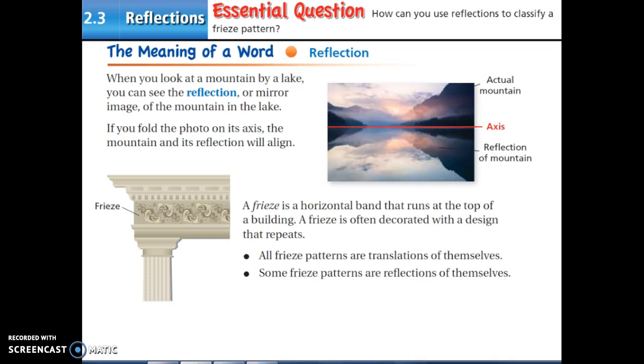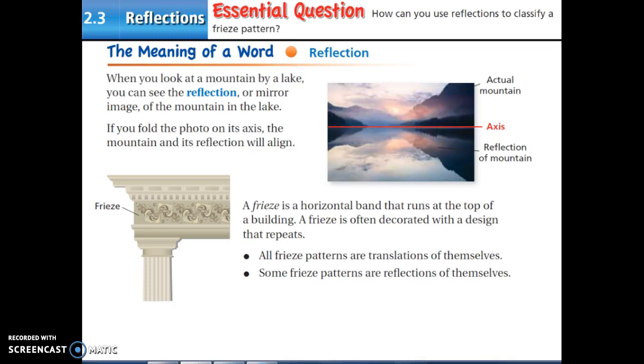For example, if you see a mountain by a lake, you can see the reflection oftentimes in the lake. So you see a mirror image of that mountain or image in the lake below. In the picture on the right, you can fold the paper along the horizontal line, which we'll call an axis, and the mountain will be reflected across that line. You can almost imagine stamping the image when you fold it on the other side of the fold.